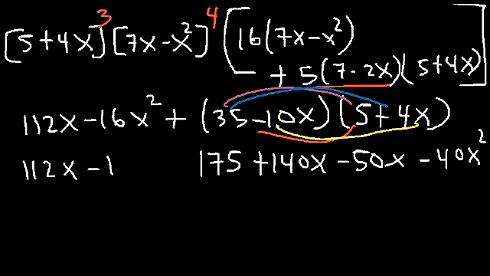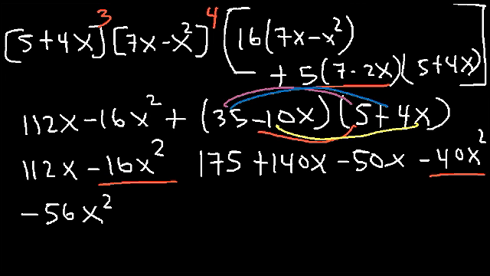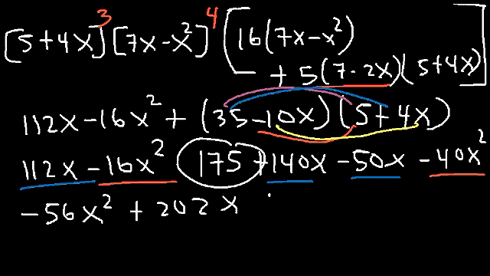So let's combine like terms. So negative 16x squared and negative 40x squared combined, that's negative 56x squared. And then we have 140x minus 50x, which is 90x. And we need to add 112x to that. So it's going to be positive 202x, and then plus the 175.